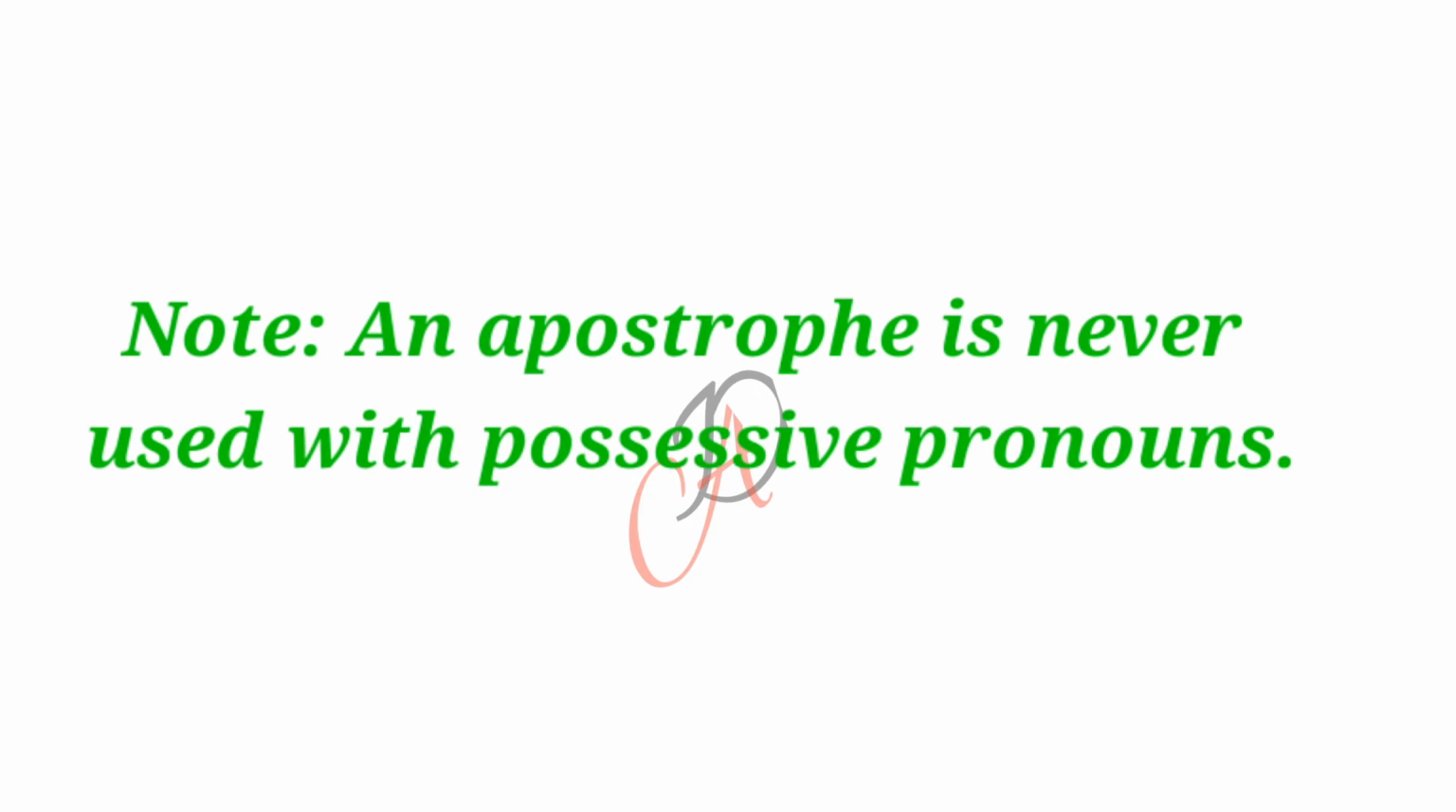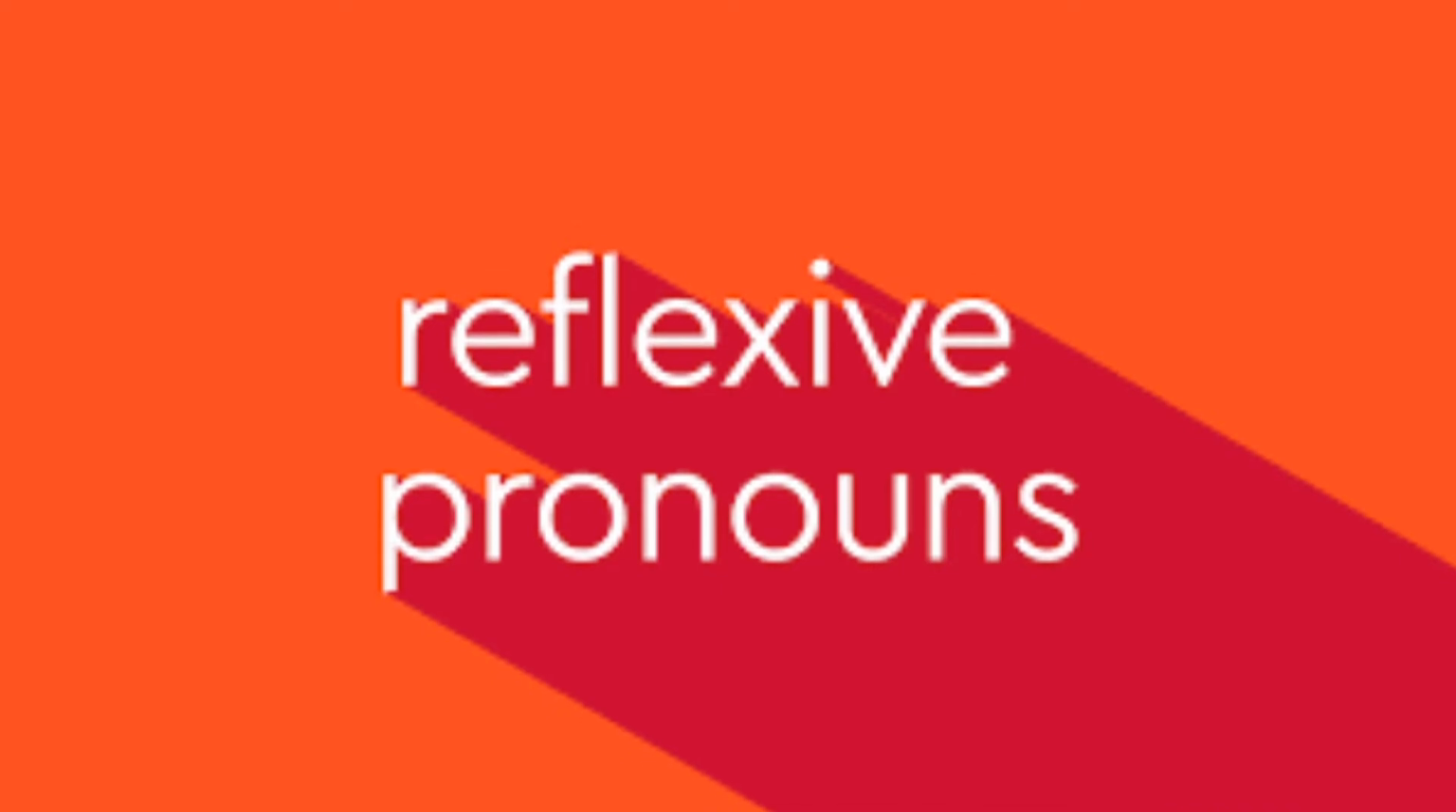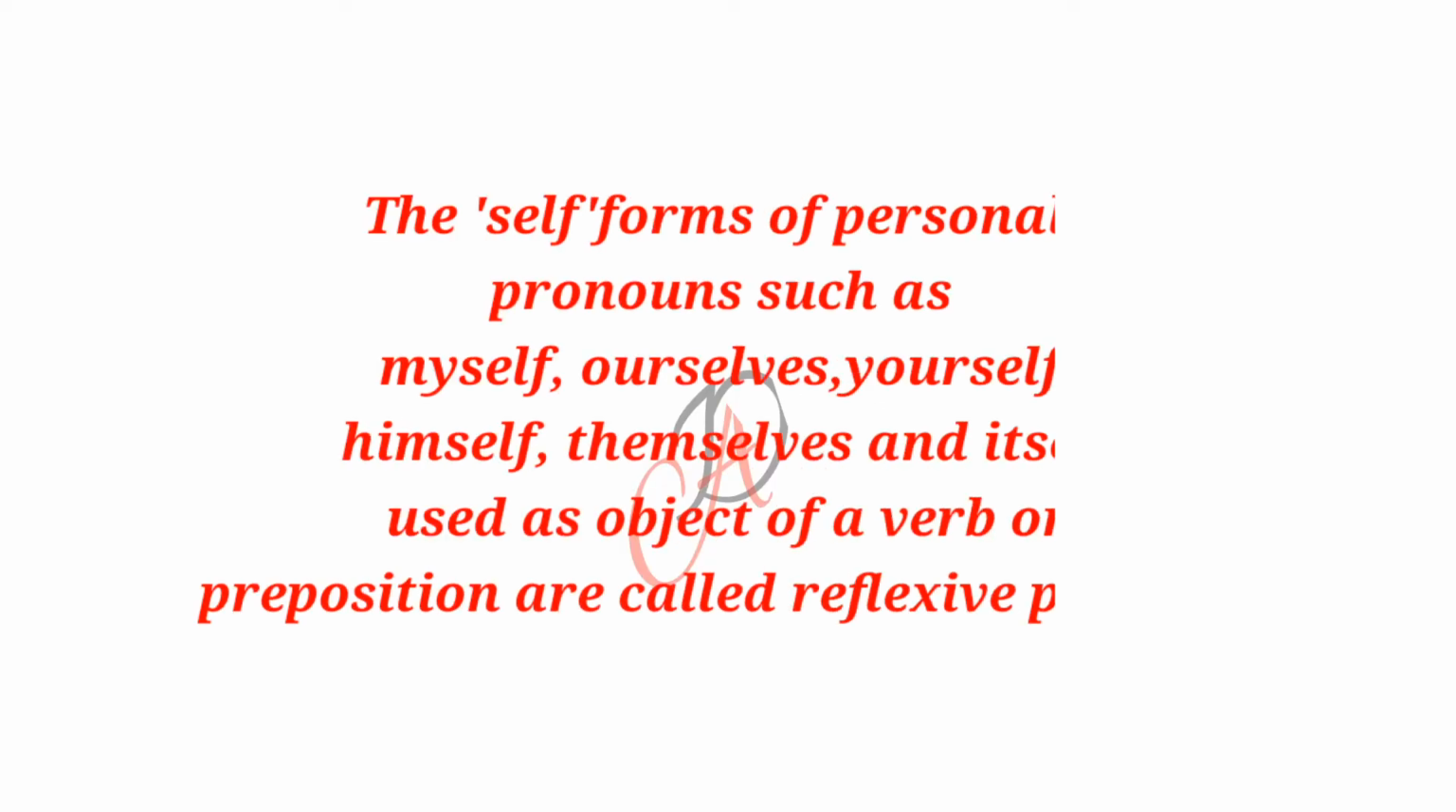So let's move on to the next pronoun, that is the reflexive pronoun. The self forms of personal pronouns such as myself, ourselves, yourselves, himself, themselves, and itself, used as the object of a verb or preposition, are called reflexive pronouns. Let's see the example. I take care of myself. In the given example, myself is a reflexive pronoun.